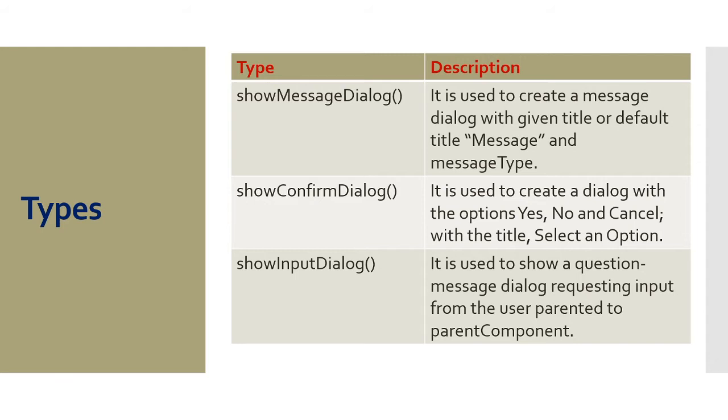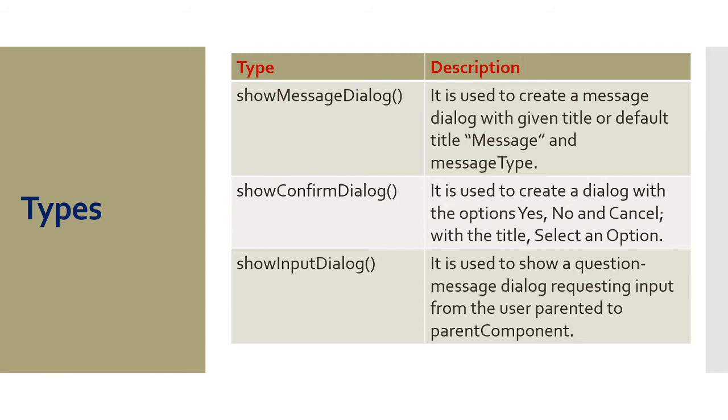We have the message dialog, which can be invoked using the showMessageDialog method. This is used to create a message dialog. It will just display a message and you can put a title on it, or if you don't want to put a title, it will just give a default title of Message. And of course you need to put a string literal as the message on it.